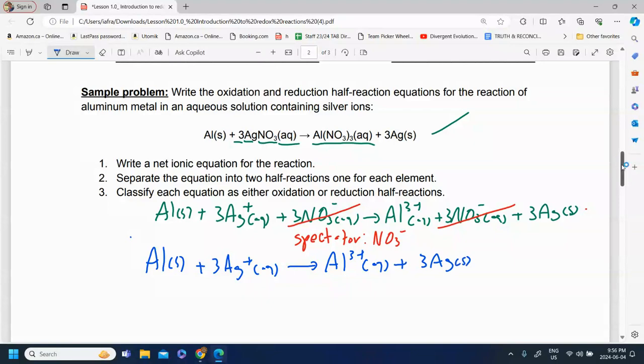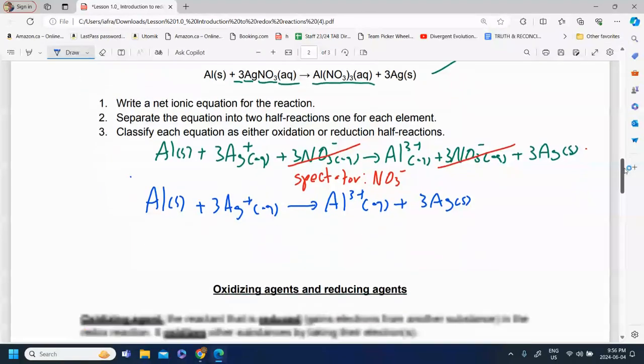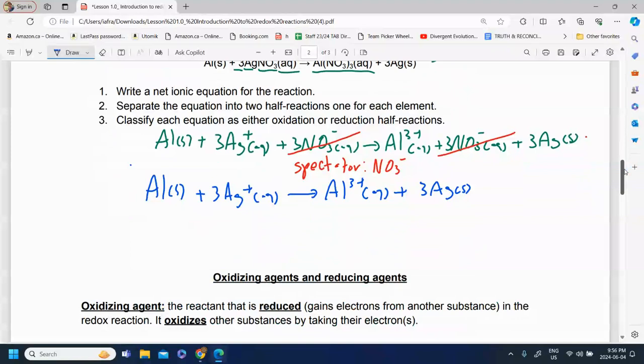So spectators are out. They're still included in the beaker. They're still there. They haven't disappeared. We're just not focusing on them, right? We're focusing on the key players in this event right now, and it's these ions and these metals. So what we're going to do is separate these into half reactions. And honestly, you don't even need to know which one is oxidation and which one's reduction right now. You can just separate into the two half reactions.